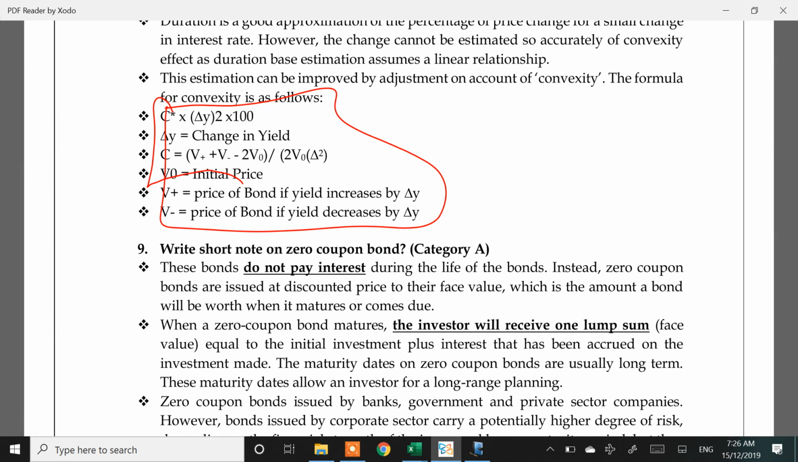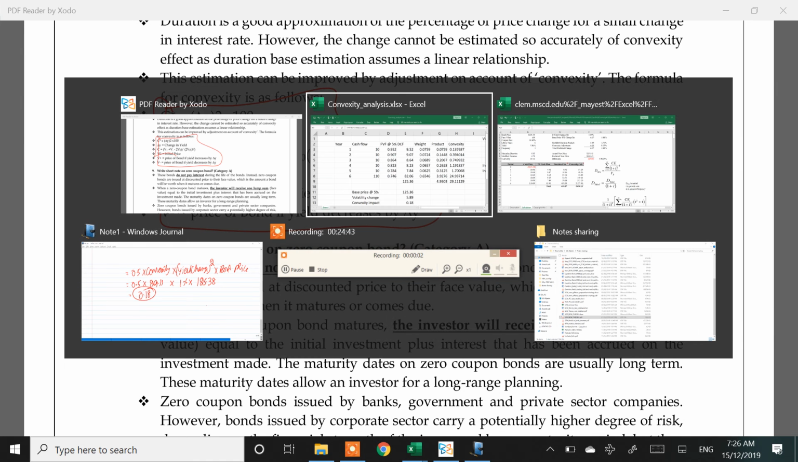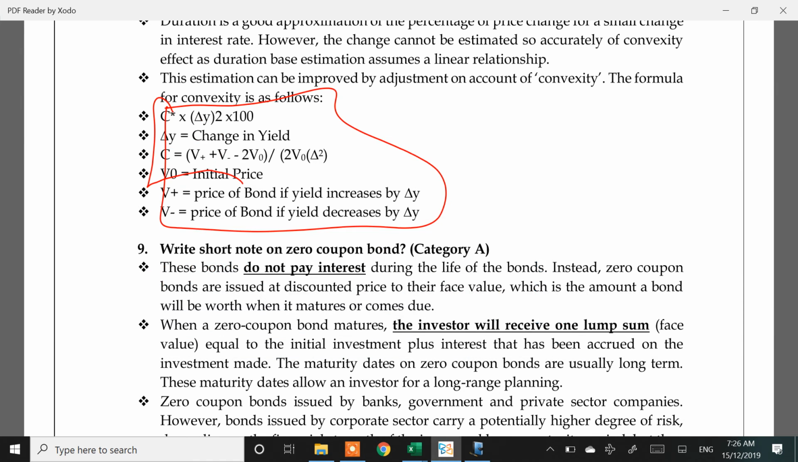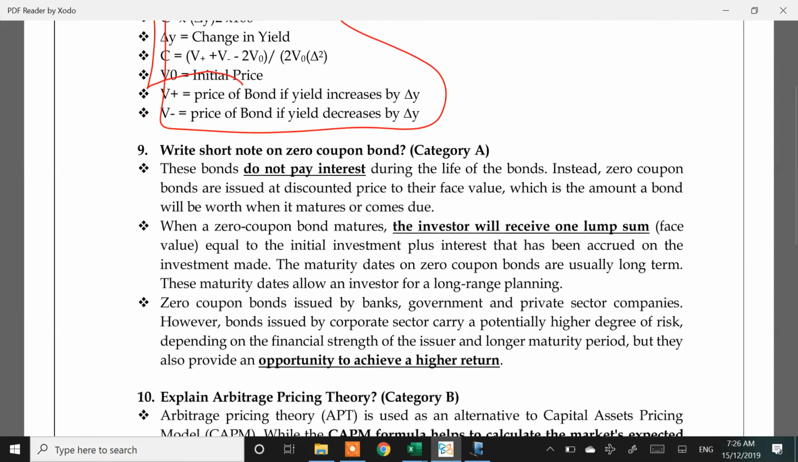Next, what is a zero coupon bond? We have also touched upon this in class. Zero coupon bonds are those bonds which do not pay any interest during the life of the bond. They will pay a one-time lump sum amount at the end. They are also known as deep discount bonds. They are normally issued at a discounted price to their face value. So the investor will receive one lump sum, which is equal to the initial investment plus interest accrued.